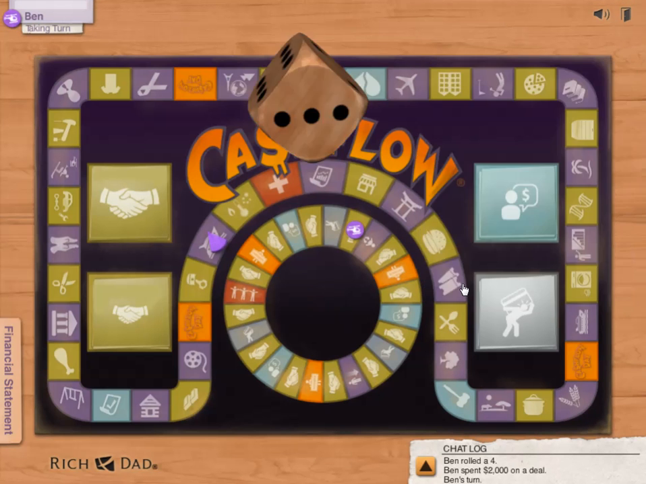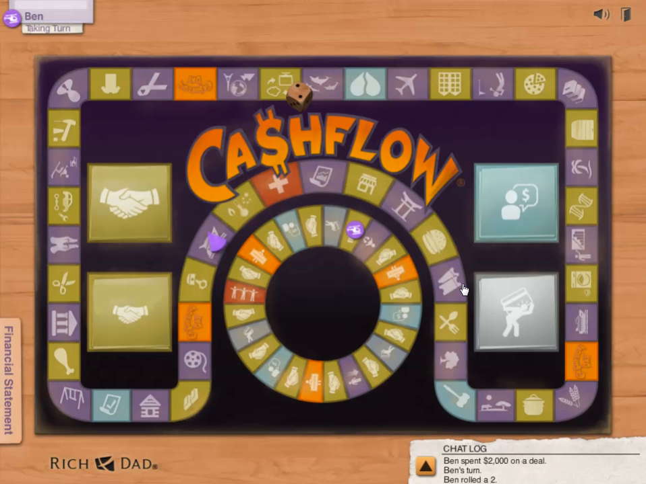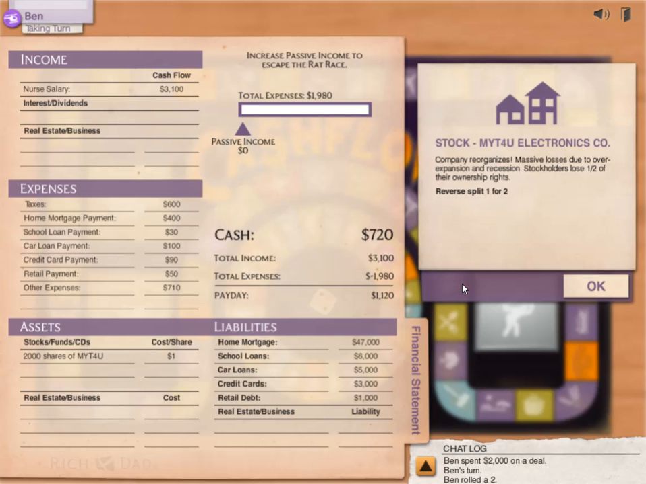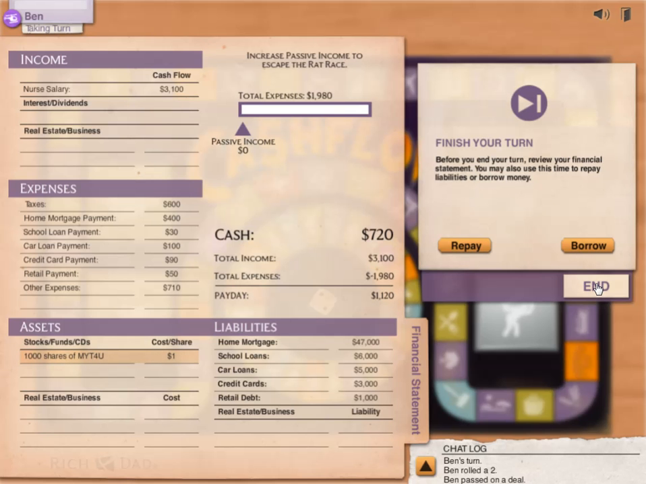We're just going to roll again. Let's go with small again. So here's the stock that we just bought. And unfortunately, we just had a split, so we lost half of our stock. But we've still got 1,000. And on the flip side, if they go back up, it doesn't really matter how much they go up by. We're still going to come out on top.